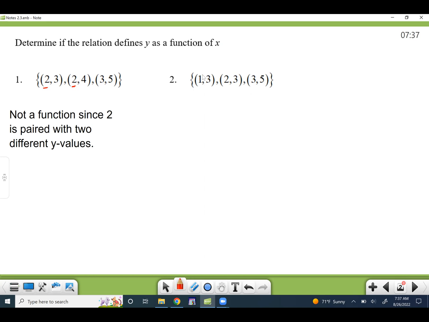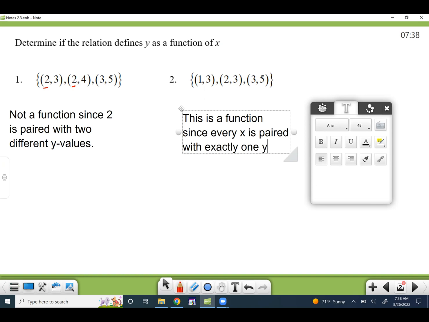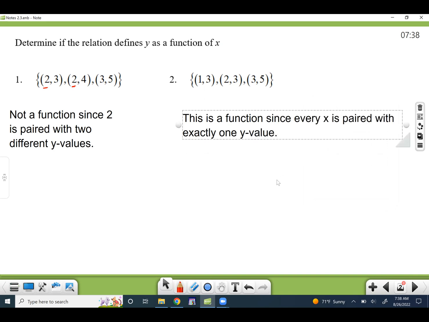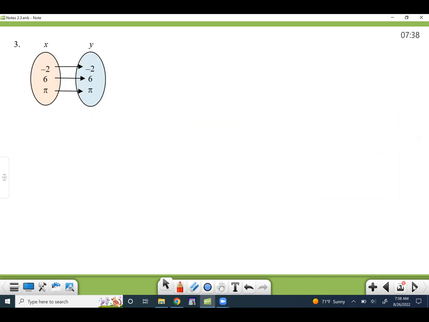So you want to look at the x value and say, okay, here's 1 paired with 3. Is 1 paired with anything else? No. Here's 2 paired with 3. Do I see a 2 paired with anything else? No. So this is a function. Later on in the semester, we'll talk about one-to-one functions, and that's a little different.